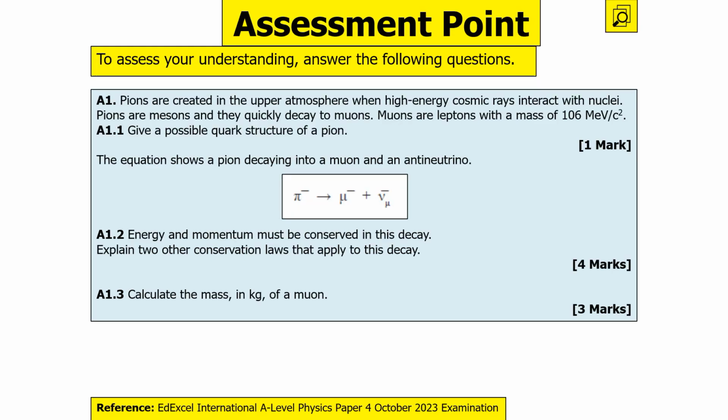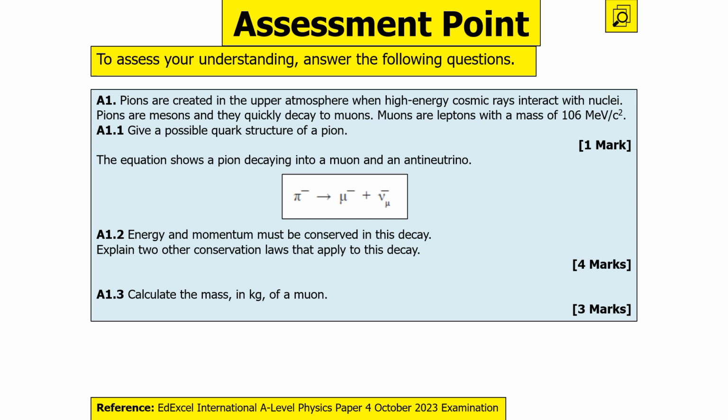The next question says, pions are created in the upper atmosphere when high-energy cosmic rays interact with nuclei. Pions are mesons and they quickly decay to muons. Muons are leptons with a mass of 106 MeV over c squared. Give the possible quark structure of a pion.